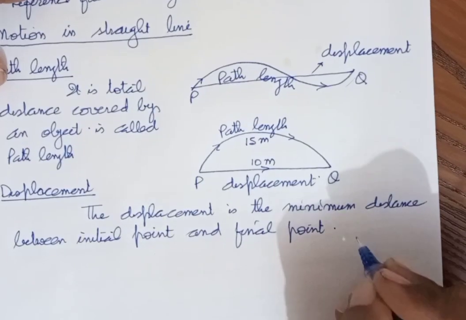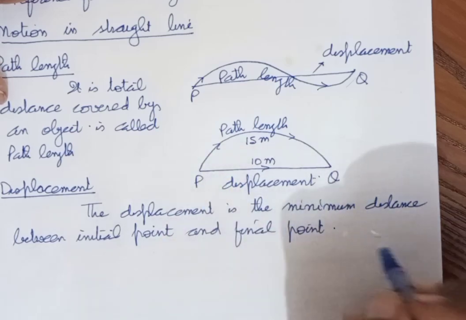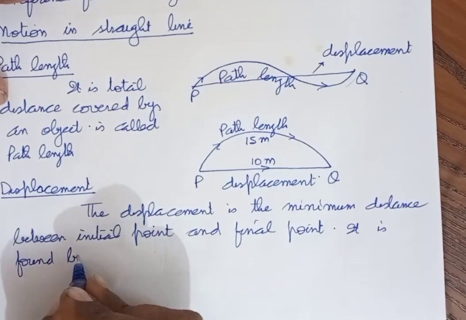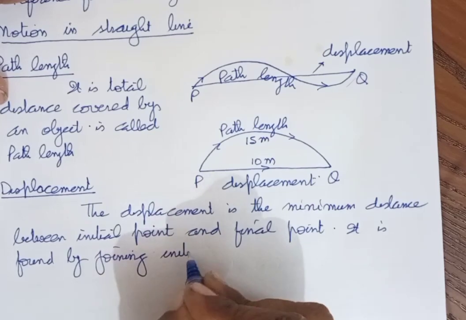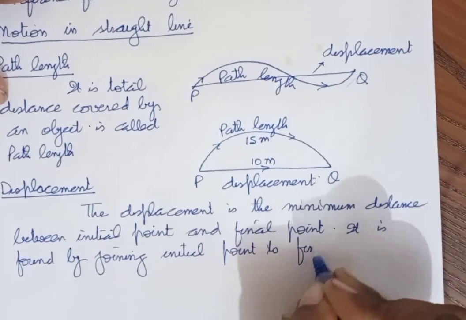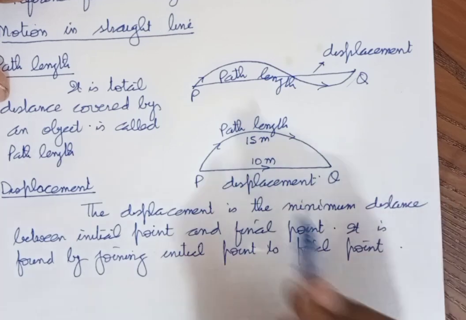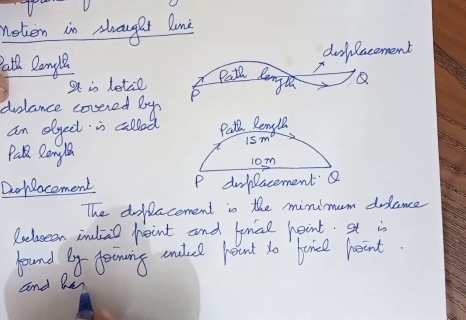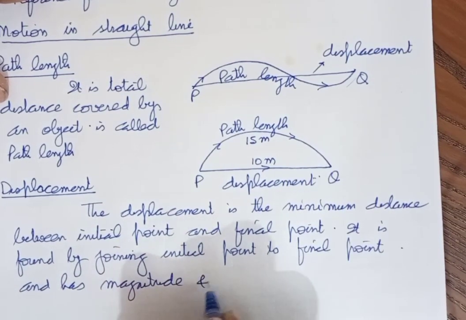So it is found by joining the initial point to the final point, and has magnitude and direction both. This is a new word. What does it mean by magnitude and direction both?